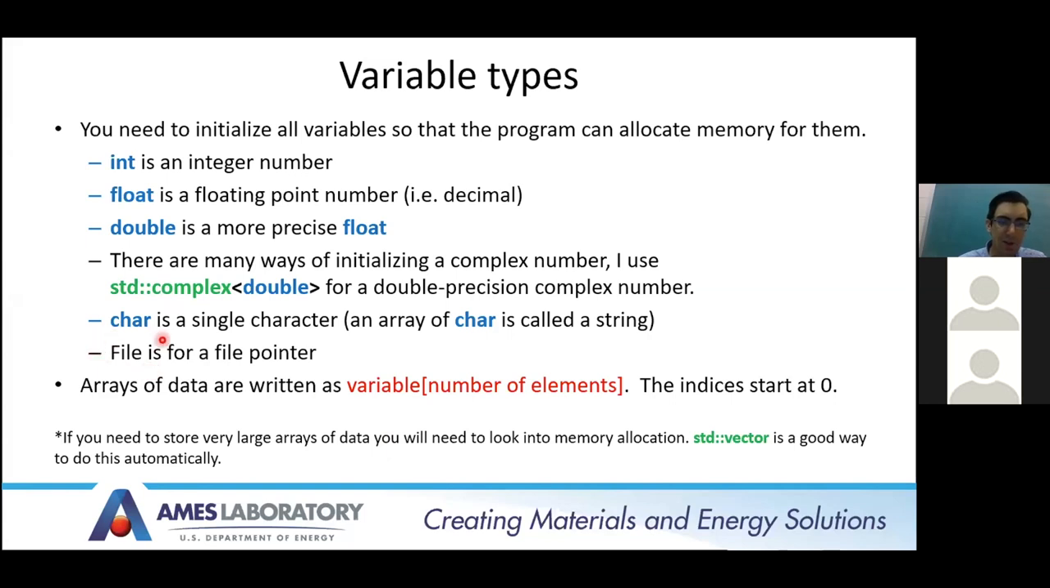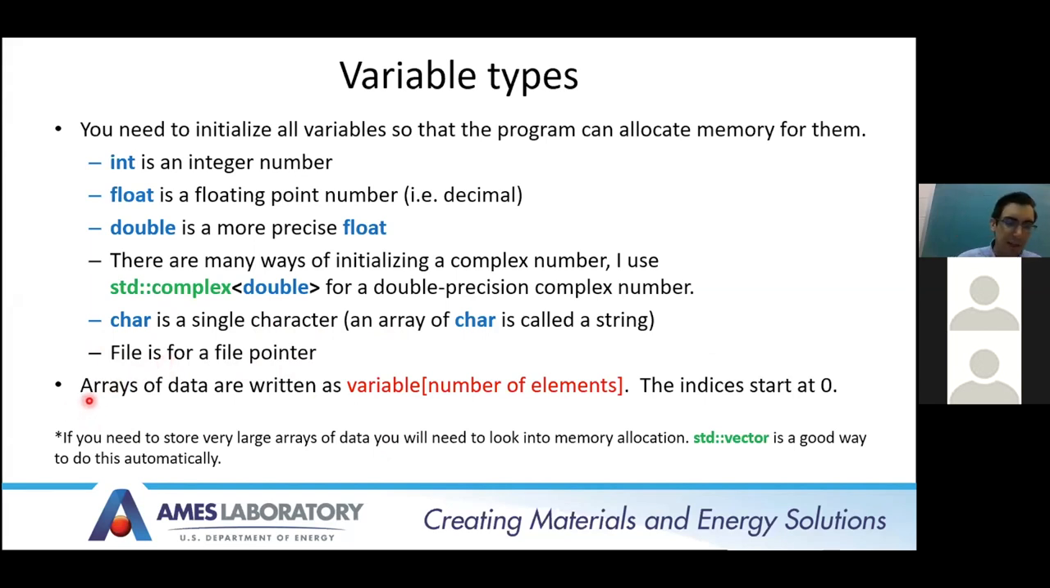A char is used to declare a single character. If you have a string, that would essentially in C be described as an array of chars. And the last declaration that you need, if you are writing or reading from a file, is FILE, which is just a pointer, which means the address on the disk where the file is located.